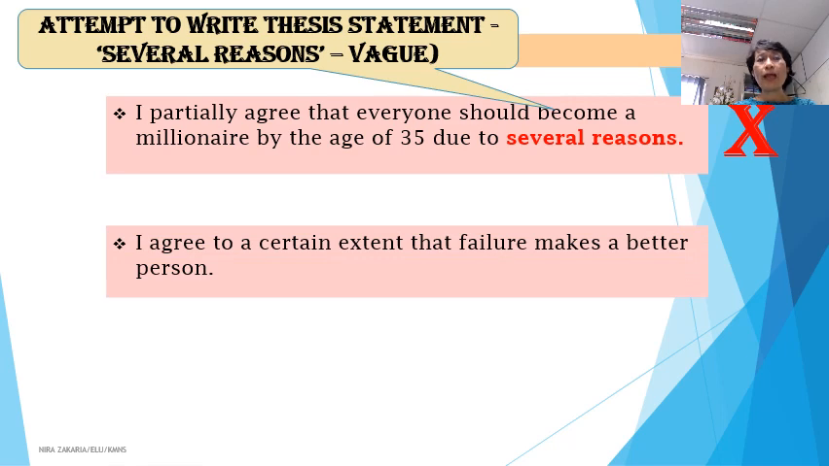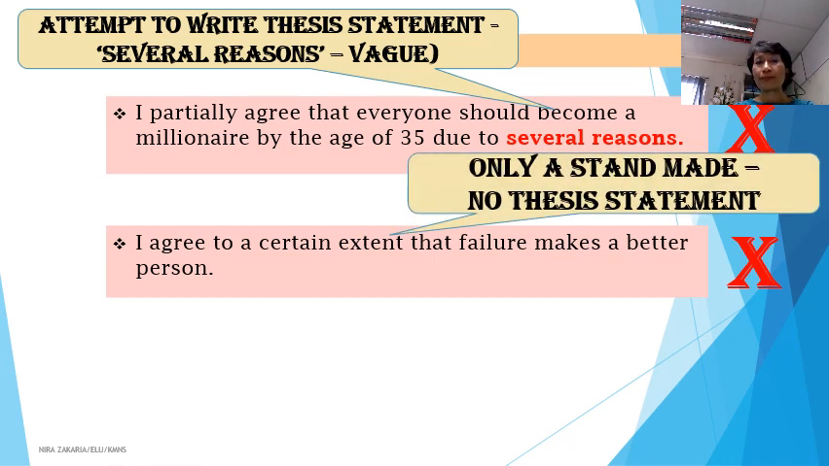Next example. I agree to a certain extent that failure makes a better person. What is this? Yes, as a stand, this is good enough, good to go. But for a thesis statement, no, because most candidates, most students, when they write the essay in the introductory paragraph, they will always write like this. They just write like this and then they assume that this is also a thesis statement. This is not a thesis statement. This is only a stand given. Only a stand given or made, no thesis statement.